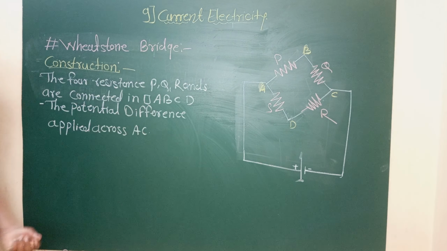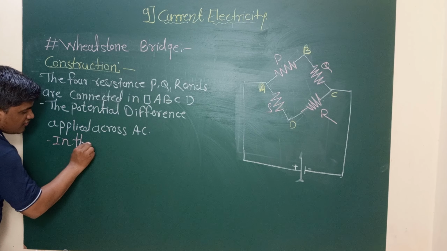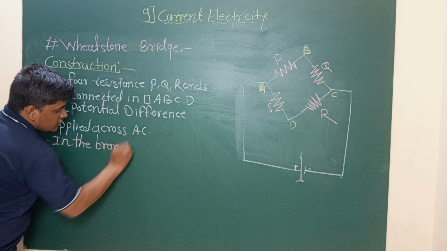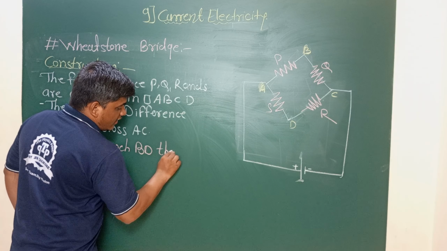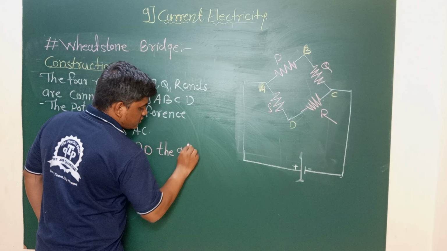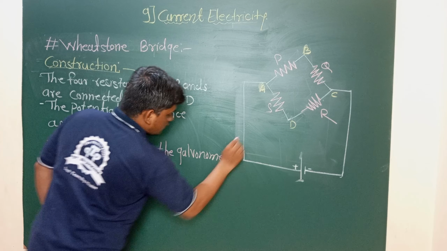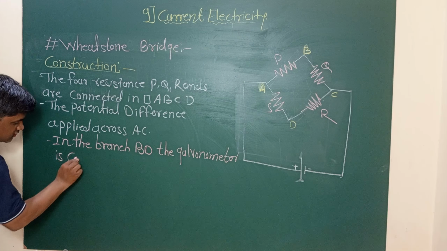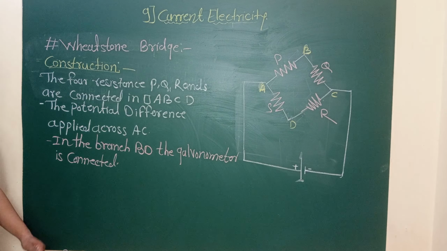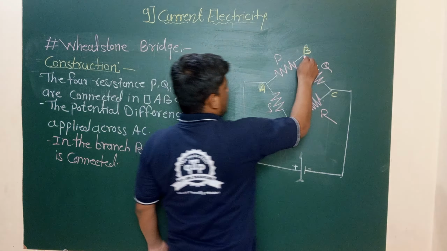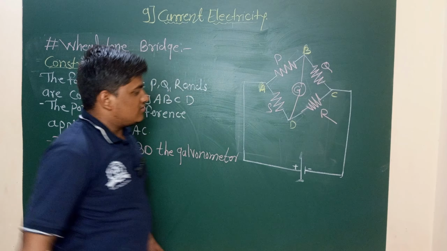In the branch BD, the galvanometer is connected. This is all about the construction of the Wheatstone Bridge. The galvanometer is connected in the cross.